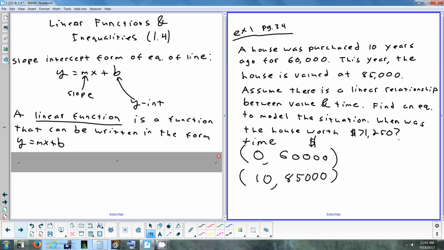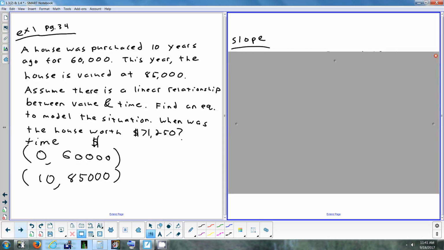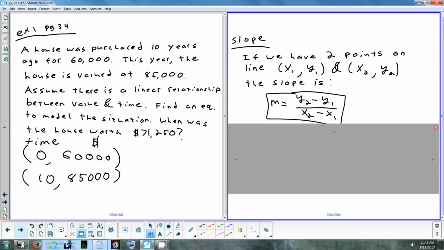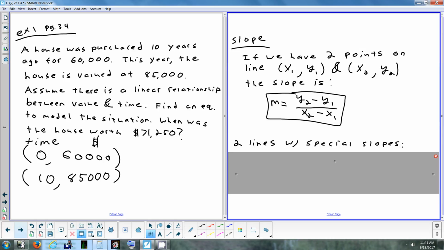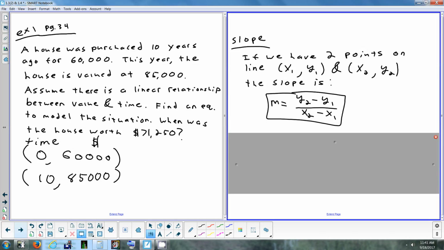Now, what do we have to do a lot of times when you're given 2 points? You have to find the what between the 2 points? You have to find the slope. So to find the slope, you do the difference in the y values divided by the difference in the x values. Let's do that for our problem and see what the slope is.